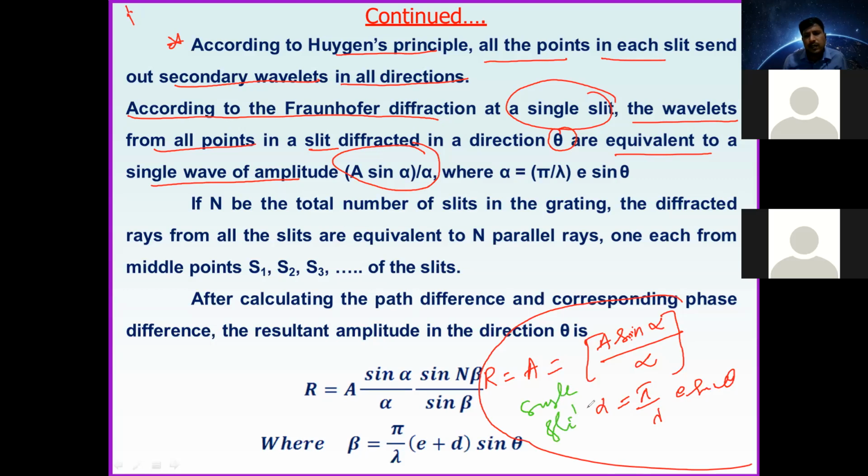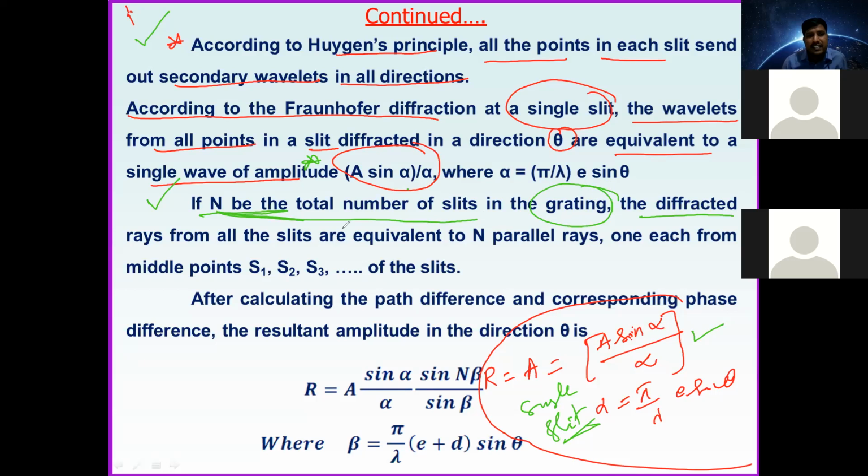I don't know whether you attended, but this condition we already got. So if you don't know, just please go through my YouTube class. Definitely you will get to know single slit and double slit. So now this is over, we have already completed. According to Fraunhofer, this is the condition we got for single slit. But now how many slits are there? N number of slits in a grating.